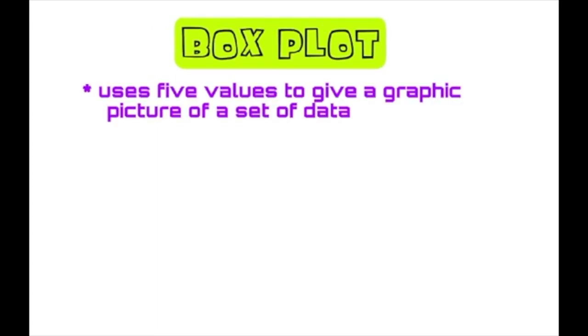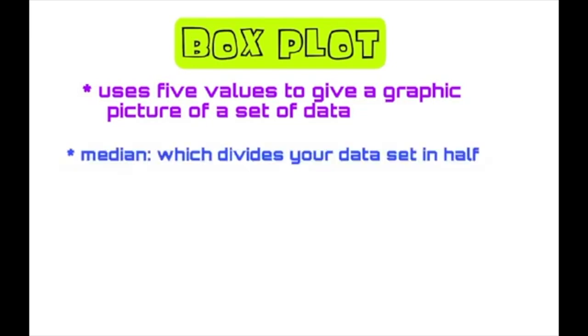So the first thing that you want to remember is that a box plot uses 5 values to give a graphic picture of a set of data. And that first one is going to be the median. The median simply divides your data set in half. It is the middle of your data set. Something else that you'll probably remember about the median is that it can also be referred to as quartile 2.